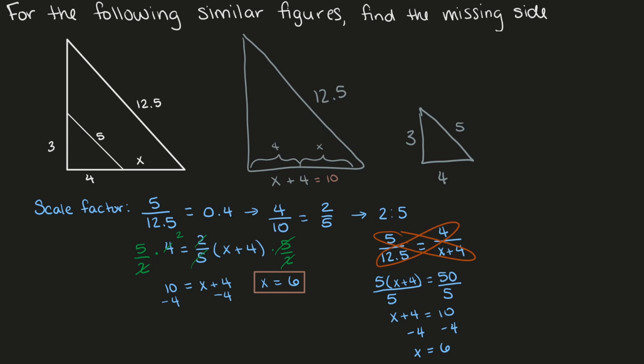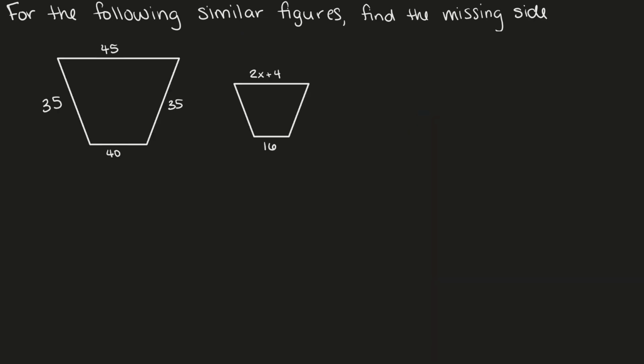So you always just want to make sure that you're finding exactly what it is that you're solving for and providing the correct answer. So again, with these two polygons, we want to make sure we're finding the missing side. So we need to find the entire side, not just our x value. So let's get started. Let's start by finding our scale factor.